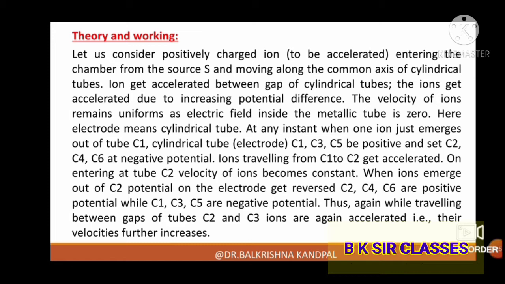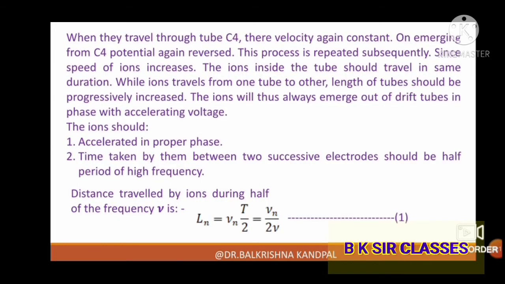In this way, while the potential at C1, C3, C5 is negative, the ions traveling between the gap of C2 and C3 are again accelerated, that is, their velocity further increases. When they travel through tube C4, their velocity is again constant. On emerging from C4, the potential again reverses. This process is repeated subsequently.